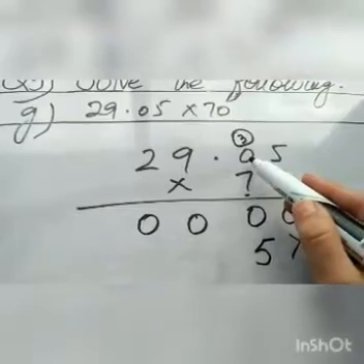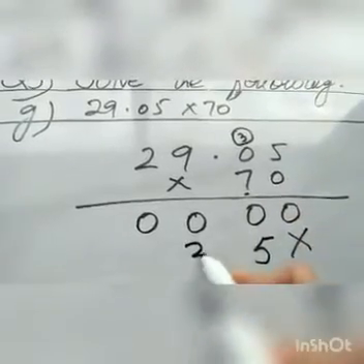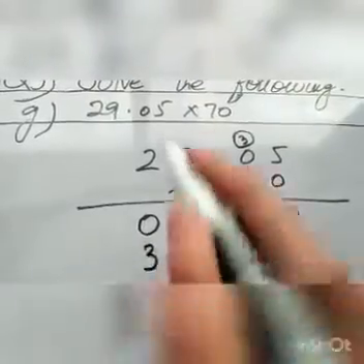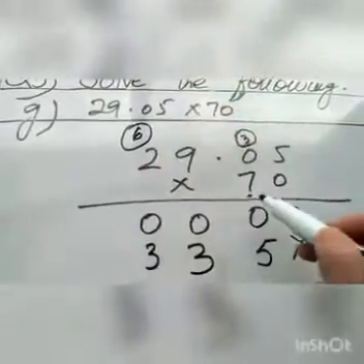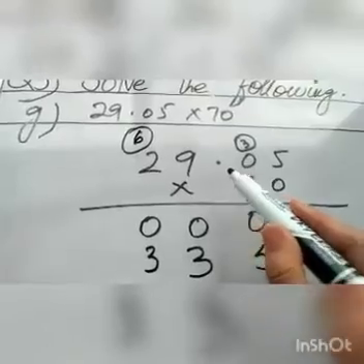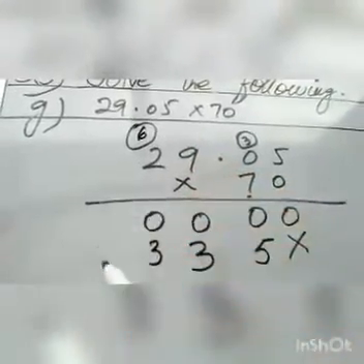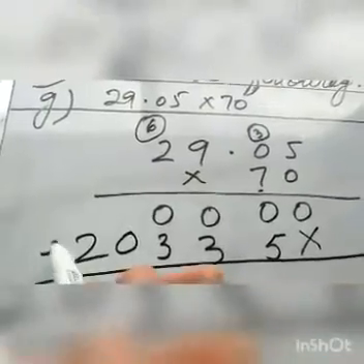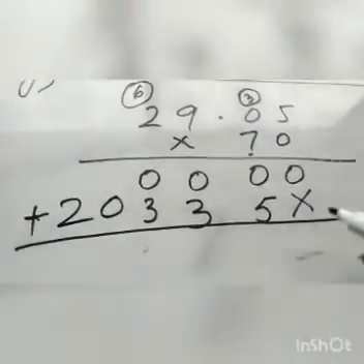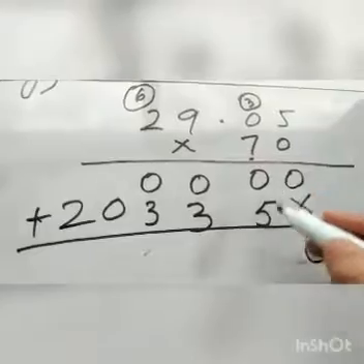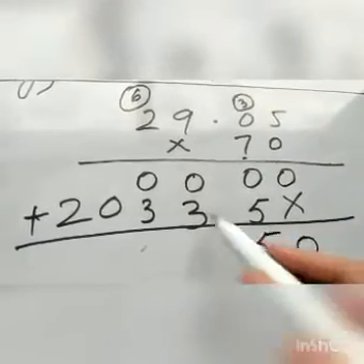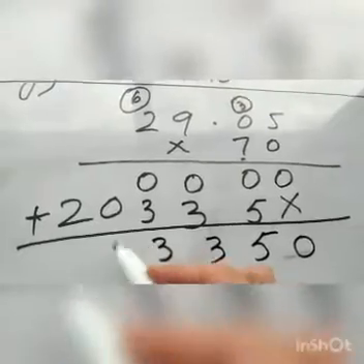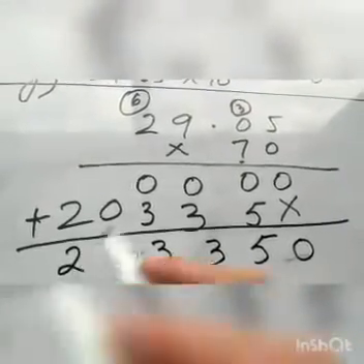7 0 times is equal to 0 plus 3 is equal to 3. 7 9 times is equal to 63. 6 carry over the next. 7 2 times is equal to 14 plus 6 is equal to 20. Now we need to add together. 0 plus 0 is equal to 0. 0 plus 5 is equal to 5. 0 plus 3 is equal to 3. 0 plus 3 is equal to 3, 0 and 2.